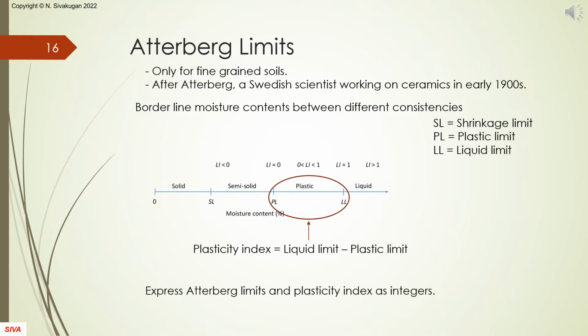When the moisture content of a fine-grained soil is increased from 0%, the soil goes through distinct stages, namely, solid, semisolid, plastic, and liquid. The borderline moisture contents separating these states are the three Atterberg limits, SL, PL and LL. Plasticity index is the difference between the liquid limit and plastic limit. It is a measure of the plasticity of a clayey soil.